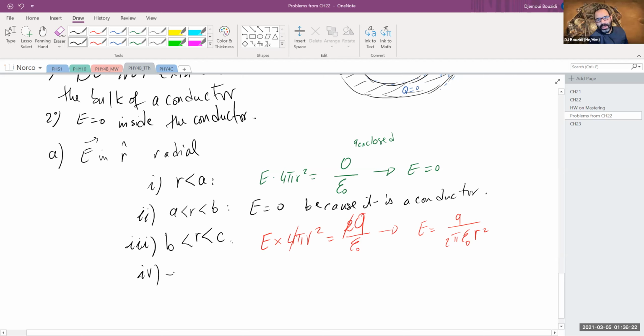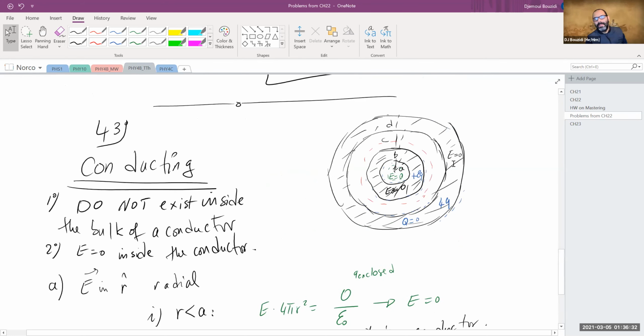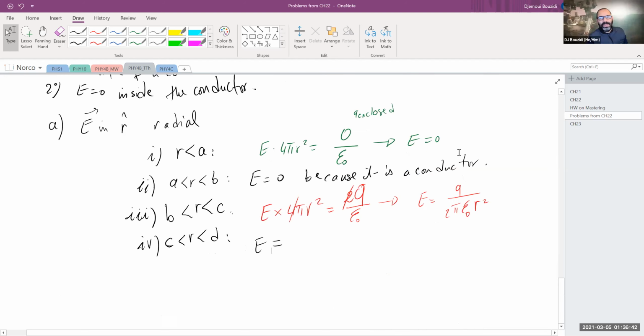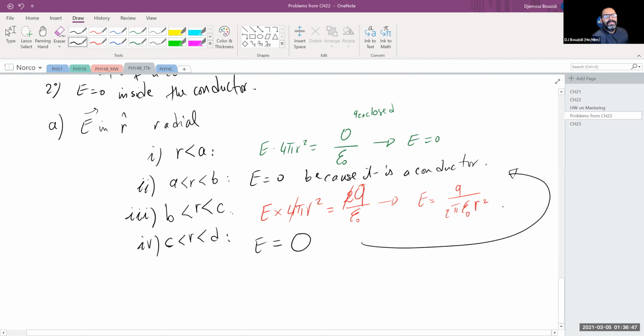So now R is more than C but less than D. E is equal to, inside this conducting shell, how much is the electric field? Well, it says 0 right there. It's a big fat 0. Thank you very much. Have a nice day. Because of the same reason, because it's a conductor also. We don't have to do any Gaussian surface or anything like that. We know it's 0. Make sense?